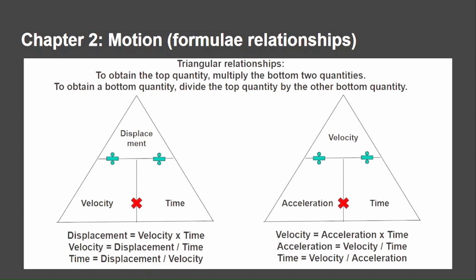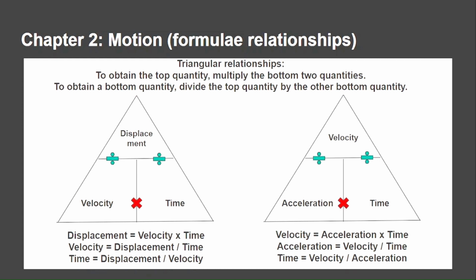So the key thing to remember is you can obtain the quantity on the top if you know the two quantities in the bottom, you just need to multiply them out. And you can obtain a quantity in the bottom if you know the quantity at the top and the other quantity at the bottom, you just have to divide the quantity at the top by the other quantity at the bottom, and then you would be able to get the other quantity at the bottom. So that is an easy way to remember the formulas essentially in this chapter.